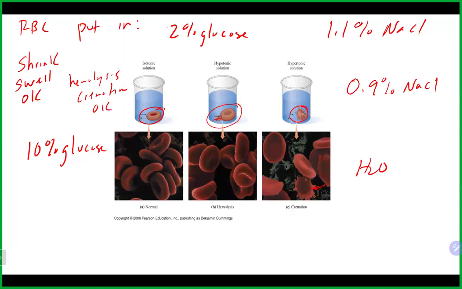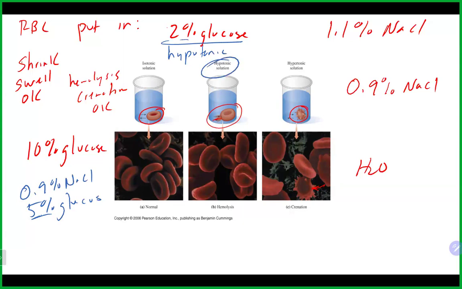Okay, so let's take a look. Remember when you're doing this, the two numbers that are important to remember are 0.9% sodium chloride and 5% glucose. So we'll start up here at 2% glucose. 2 is less than 5, so that's less than, which means this is going to be a hypotonic solution. A hypotonic solution means outside the cell is less concentrated than inside the cell. It's going to cause everything to rush into the cell, causing it to swell and burst, which is hemolysis, right? Questions on that one there?